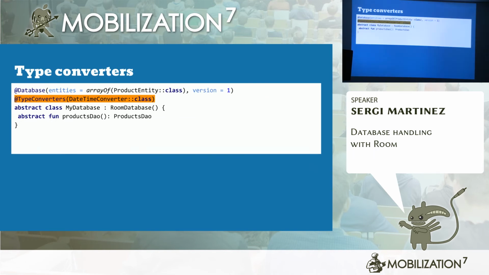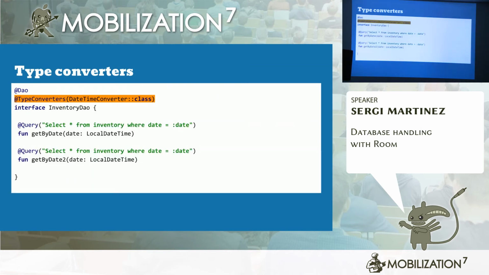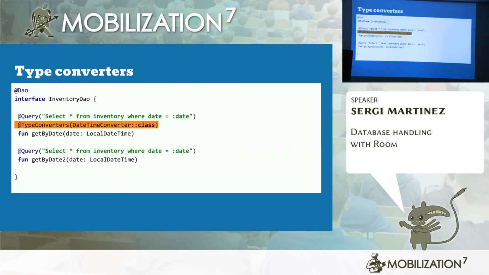Now, if we want to use these type converters in the database class, we can annotate it with TypeConverters, the DateTimeConverter class. And it will automatically, every time it finds a Date field or a LocalDateTime, do the transformation. But sometimes we can create type converters that we don't want to use in the whole database, so we can specify at which level we want to use them. We can use them at database level. We can use them at DAO level. We can use them only in a single function of a DAO.